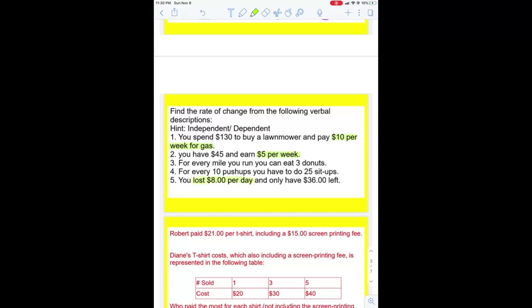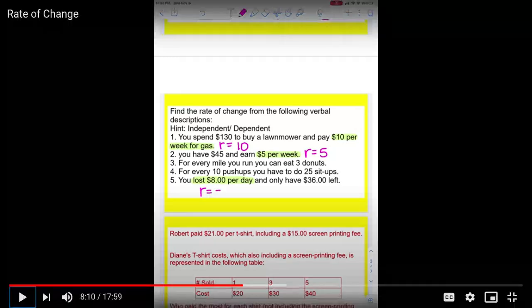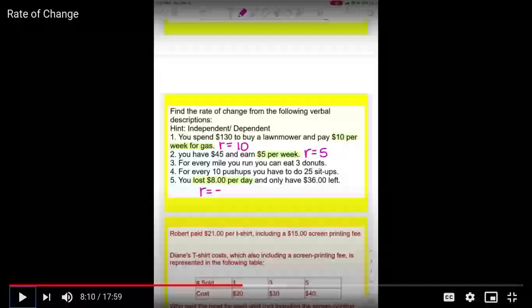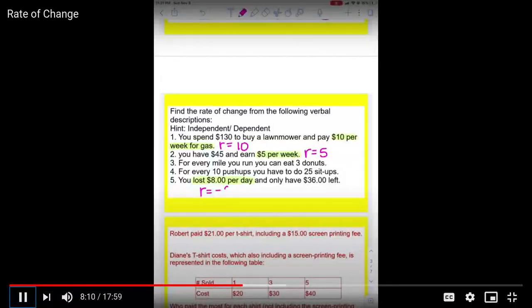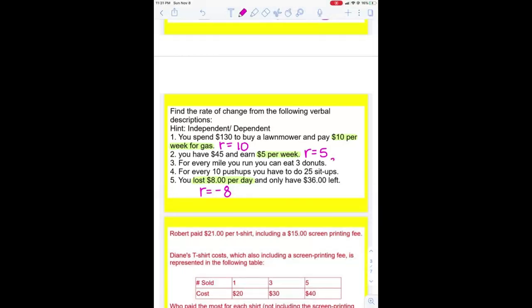On number 5, it says you lost $8 per day. So losing $8 per day is your rate of change. So rate of change can be negative. On the first one, your rate of change is just a positive 10. And on number 2, your rate of change is a positive 5 because you're earning money. So those are positive rates of change. On number 5, you're losing money. So that is a negative rate of change. So it's going to be negative 8 for your rate of change.